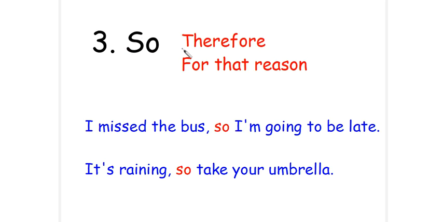So, okay, therefore, for that reason. So this would come in the middle of a sentence, okay? I missed the bus, so I'm going to be late. It's raining, so take your umbrella. Okay? It means for that reason. It's raining, so for that reason, take your umbrella. I missed the bus, so for this reason, I'm going to be late. So, okay, next one.